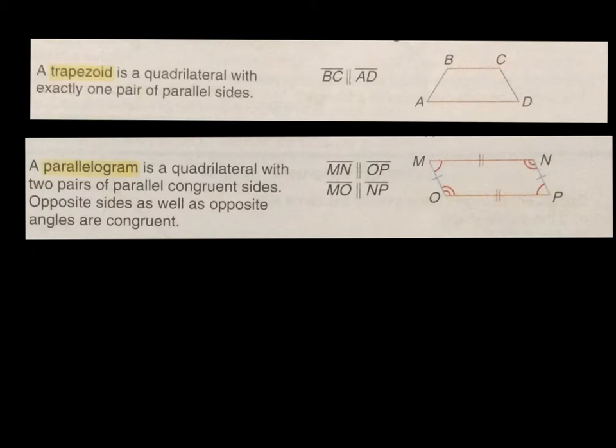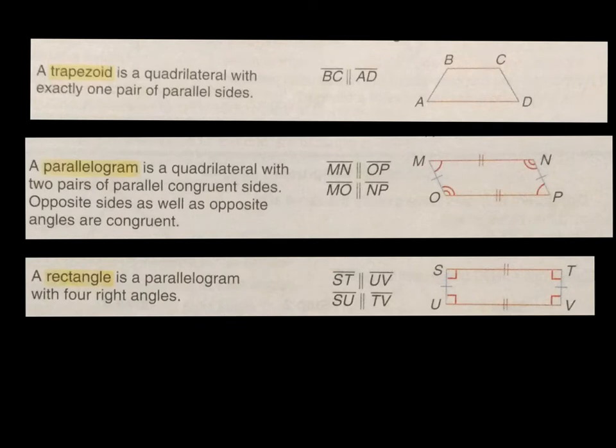Our next example is a parallelogram. That's a quadrilateral with two pairs of parallel congruent sides. Opposite sides as well as opposite angles are congruent. So here we have these lines MN, which is parallel to OP. MO is parallel to NP. So these sides are parallel, these are parallel, and this angle here is congruent to this angle. This angle here is congruent here, and then these sides are congruent. So that would be a parallelogram.